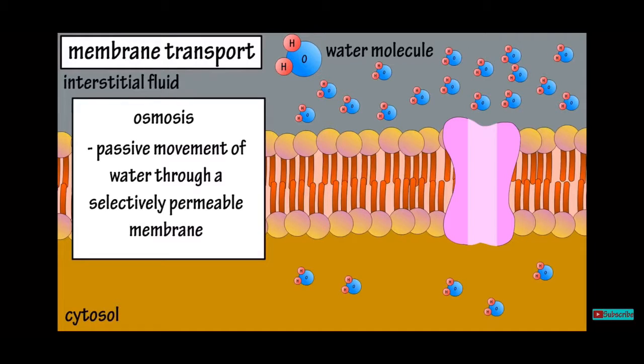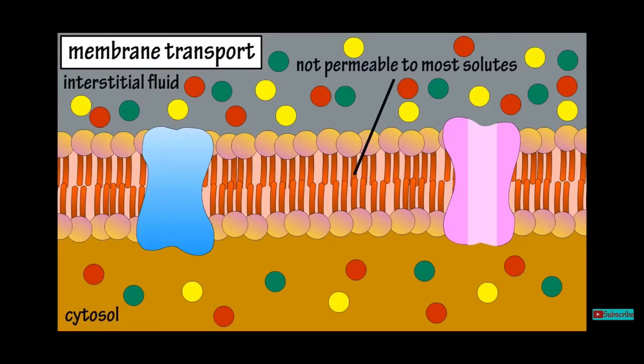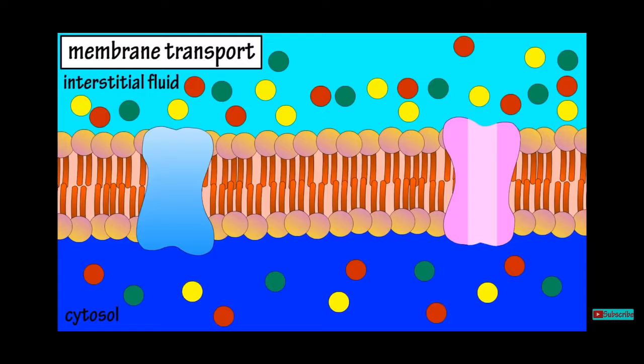This can happen in one of two ways. Water can slip between the phospholipid molecules that make up the plasma membrane, or through integral protein water channels that are called aquaporins. The plasma membrane is not permeable to most solutes, such as charged, polar, and large substances. So for example, one side of the membrane, the cytosol or interstitial fluid, can have more solutes than the other side. Let's say the interstitial fluid.